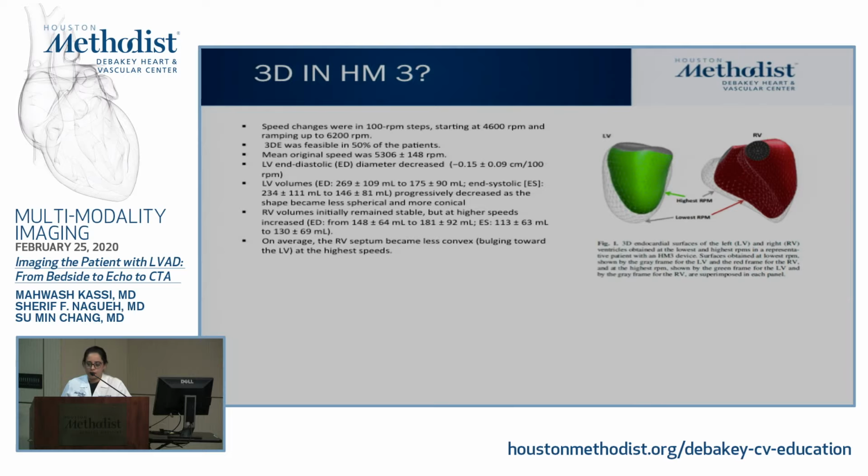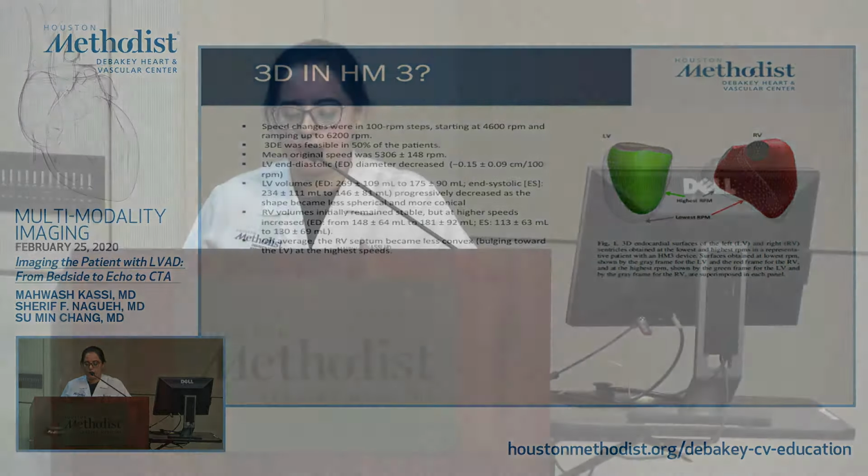And on average, the RV septum became less convex at the higher speeds. So the argument about whether, because it's also a pericardial pump, it behaves any differently than the HeartMate 2 still pertains and is relevant to this discussion. And the RV volumes, however, change at much higher speeds.